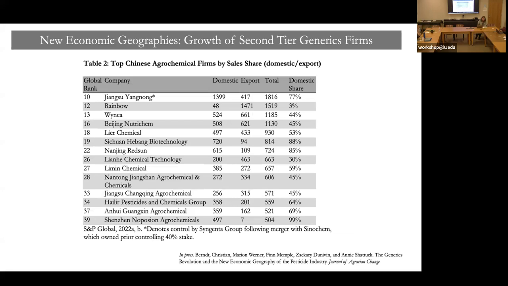And the Chinese industry has gone through a revolution too. Rainbow was the 12th largest pesticide producer in 2021. In 2015, it wasn't even in the top 35. The growth has been absolutely dramatic. As of a couple years ago, 29 of the top 50 firms in terms of sales value were in mainland China.